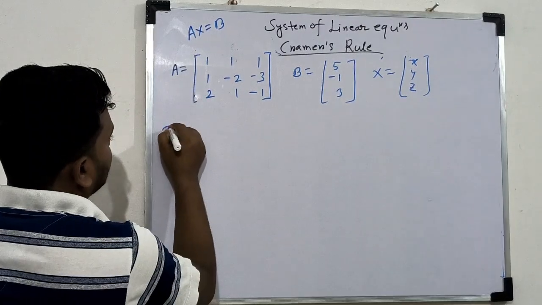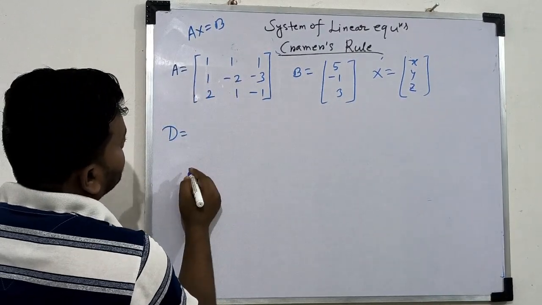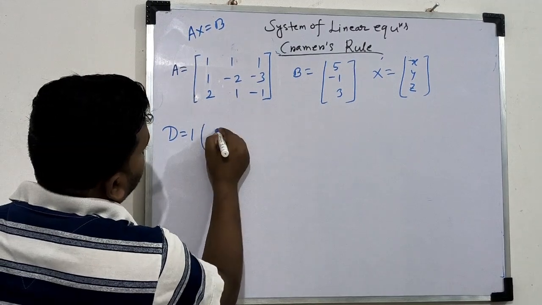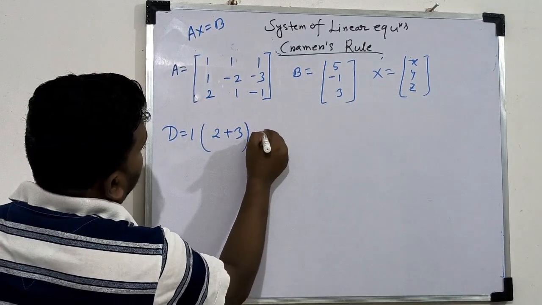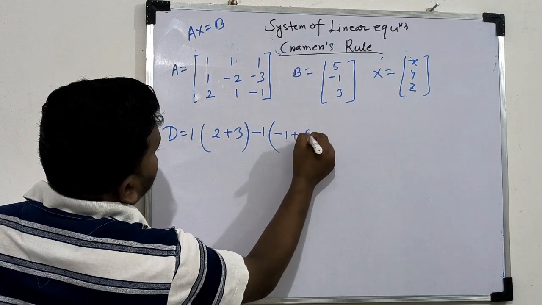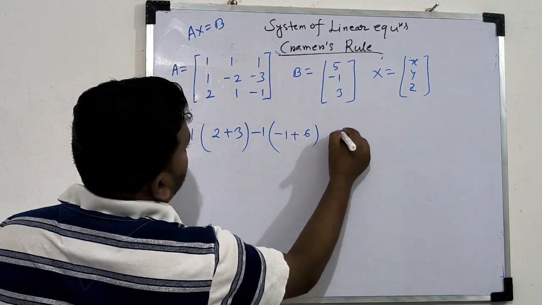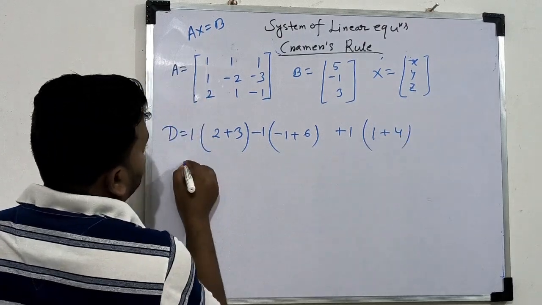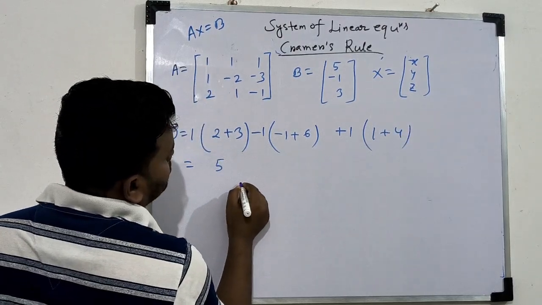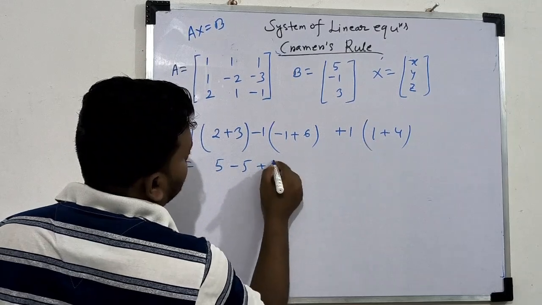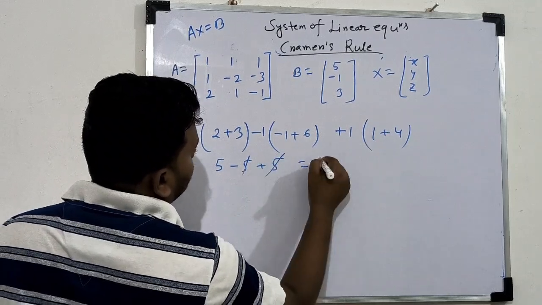So first we find the determinant of the coefficient matrix. From this we find the determinant: 1 into this 2 minus minus plus 3, minus 1 into minus 1 minus the plus 6, and this will be plus 1. So 1 minus is a plus 4. So this will be 5, plus 5 minus 5, and this is plus 5. So the answer will be plus 5.